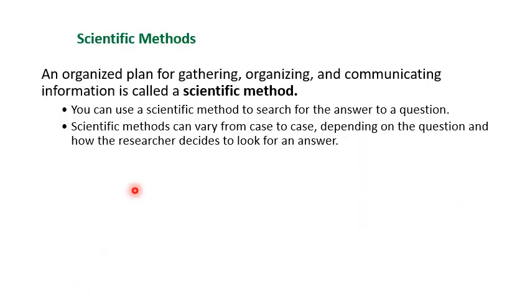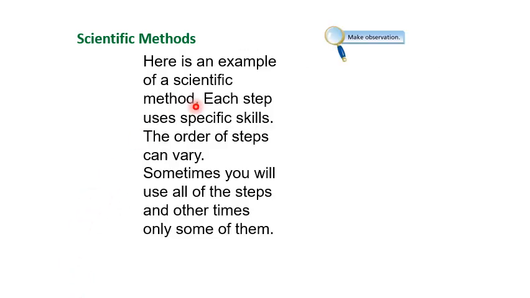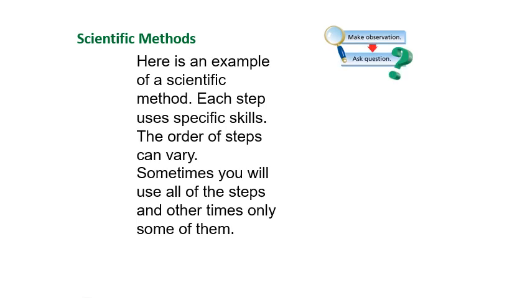So thinking about this, you remember learning about the scientific method. The scientific method is a good way to organize, gather, and communicate information to answer a question. So that's a good definition for the scientific method. Also, let's look at the steps. So if we were going to go through this, here's the first step.